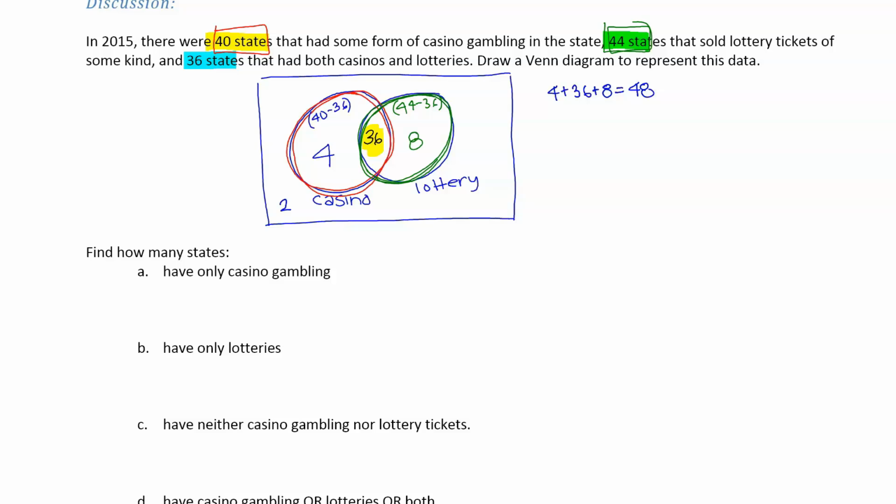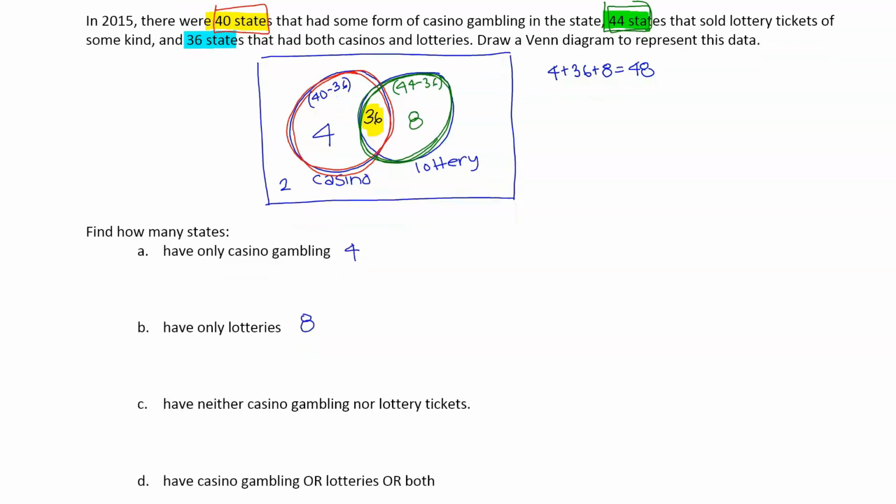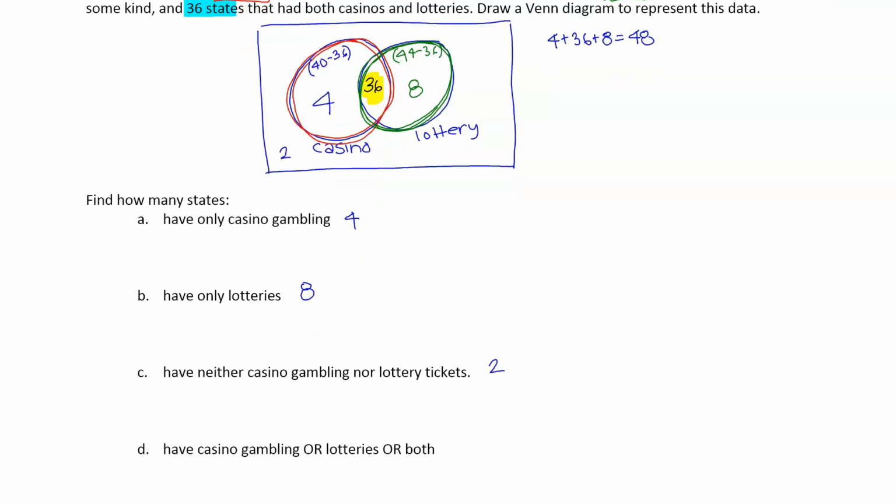Question A says how many states have only casino gambling? So that's going to be the 4. Part B asks how many states have only lotteries? So that will be just the one side of the second circle that has only lotteries, and that will be 8. Part C asks how many states have neither casino gambling nor lottery tickets, and we already discussed that is going to be 2, the number on the outside of the circles.